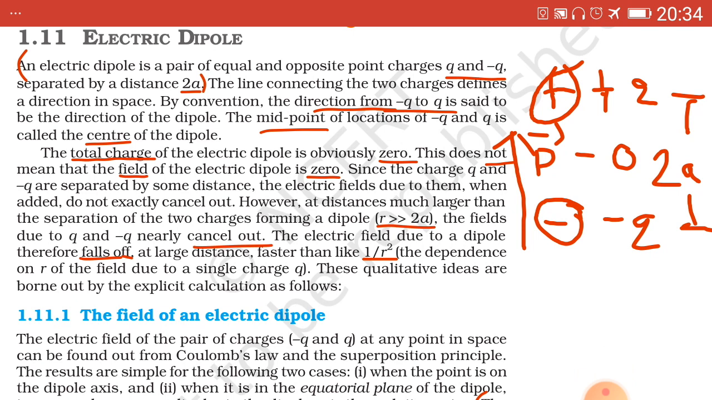Question number 3. Define electric field line. In the same question, draw field lines for q less than 0 and q greater than 0 respectively. 2 marks. Question number 4. Write the important properties of electric field lines. 2 marks.